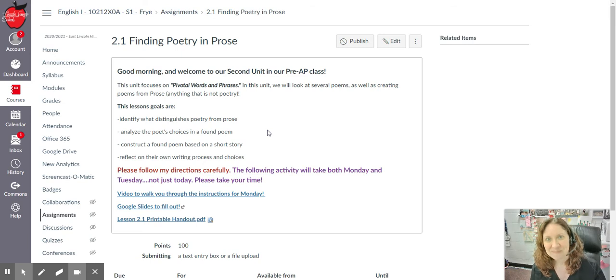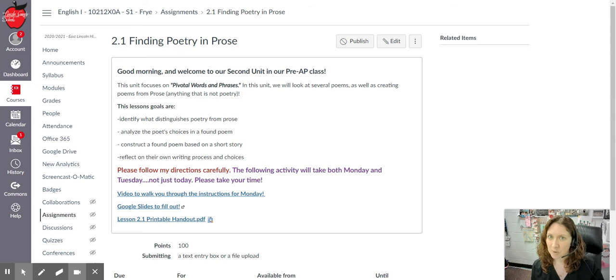So that's step one. Now that you know that definition, our lesson goals are to identify what distinguishes poetry from prose, to analyze a poet's choices in a found poem, to construct a found poem based on a short story, and to reflect on your own writing process and choices. That's what we're doing today.